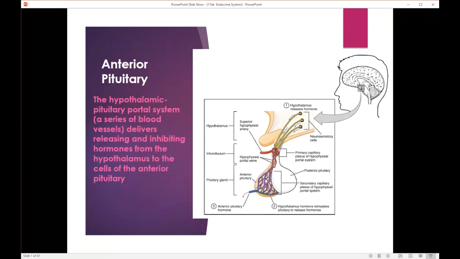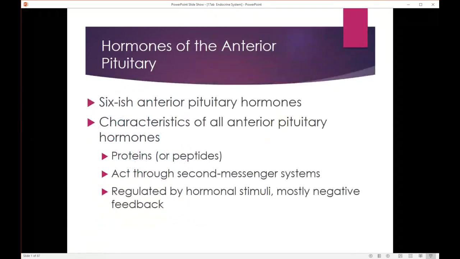That hypothalamic pituitary portal system, you'll see it as HPP. Sometimes you see it even as HPA. So lots of different abbreviations that you'll see. It's really just a series of blood vessels. It's going to deliver those releasing and inhibiting hormones from the hypothalamus to the cells of the pituitary.